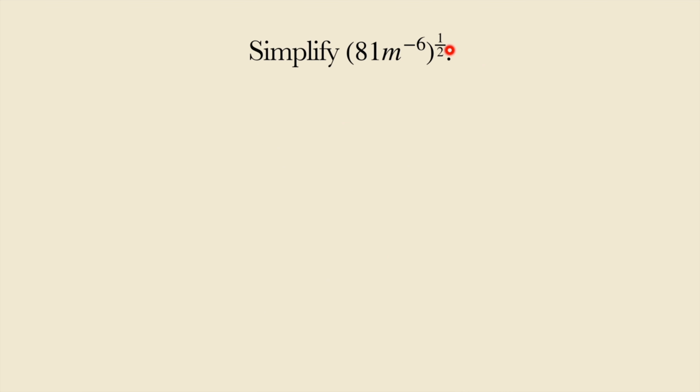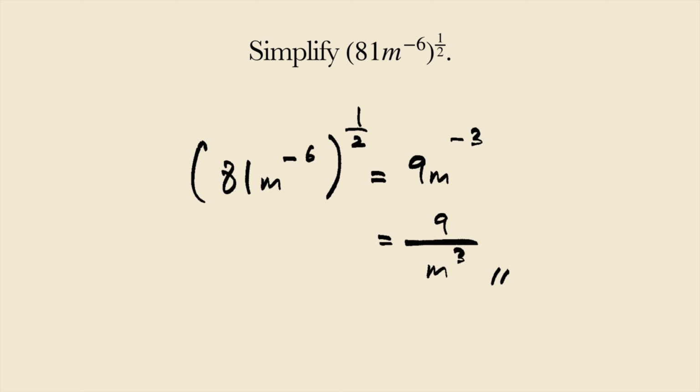Hopefully you're familiar enough by now that power half is also known as square root. And look at this 81. Familiar? Square root of 81 is easy, isn't it? So let's do this. Square root of 81 is 9. Next, multiply the powers here. Negative 6 times half is negative 3.